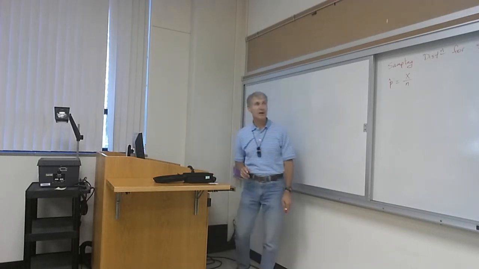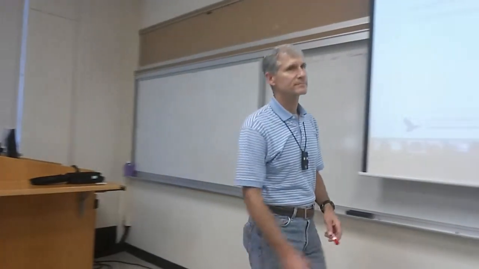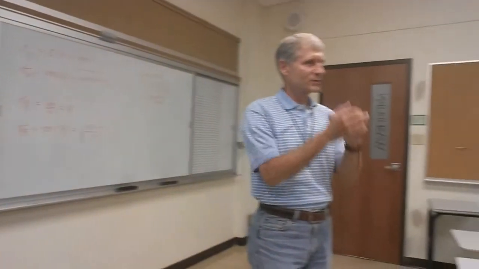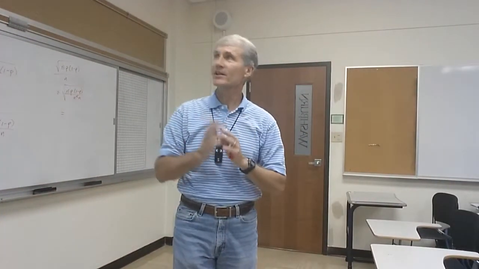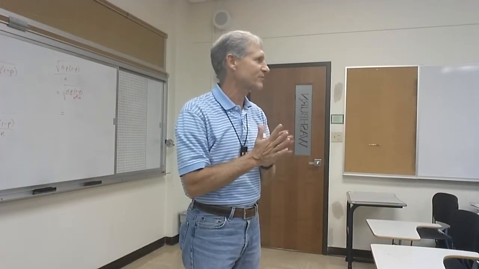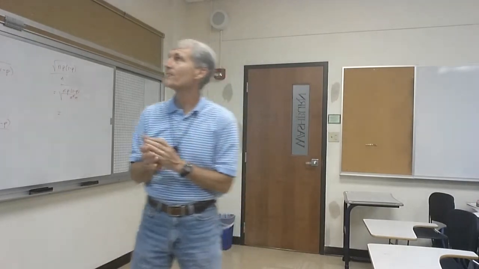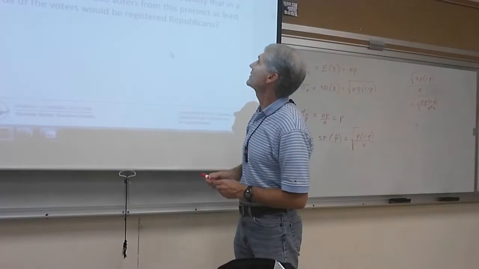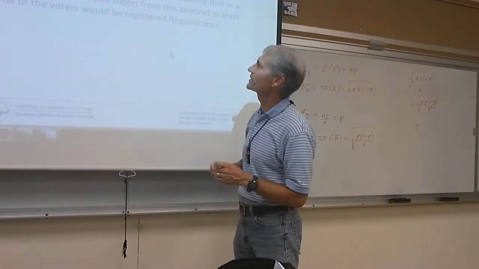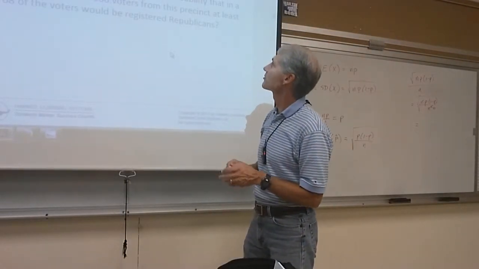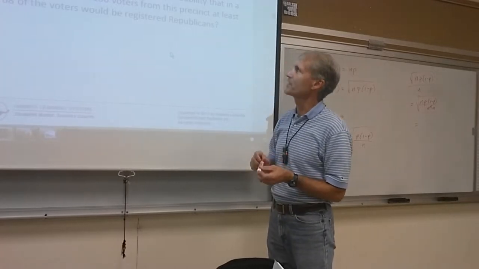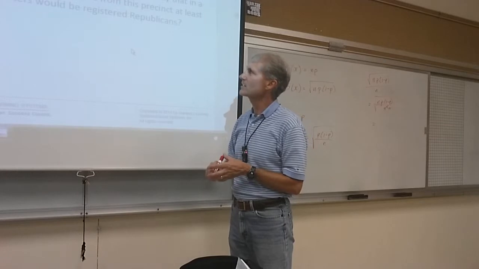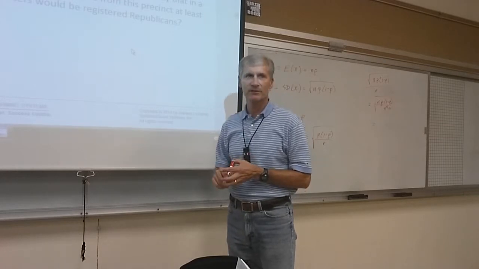So now we're ready to work a problem. I'll do one, we'll do it together, and then I'm going to cut you loose on working them yourself. All right, so here we go. It says, in a certain conservative precinct, 79% of the voters are registered Republicans. What is the probability that in a random sample of 100 voters from this precinct, at least 68 of the voters would be registered Republicans?